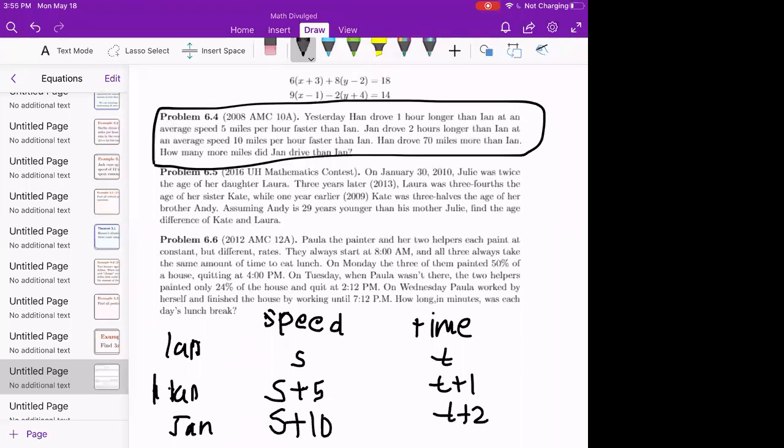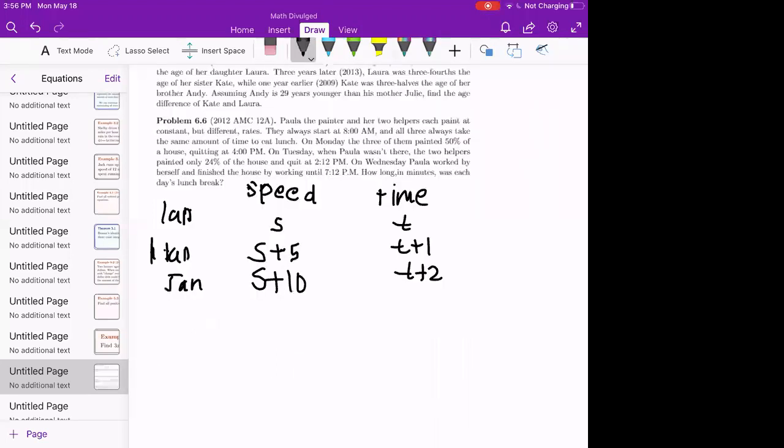And the final piece of information that the problem gives us is that Han drove 70 miles more than Ian. And then it asks us how many miles more Jan drove than Ian. So in order to calculate the amount of miles each of them drove, we use d is equal to rt. Here r is the rate, or speed, t is the time, and d, distance, is just equal to r times t.